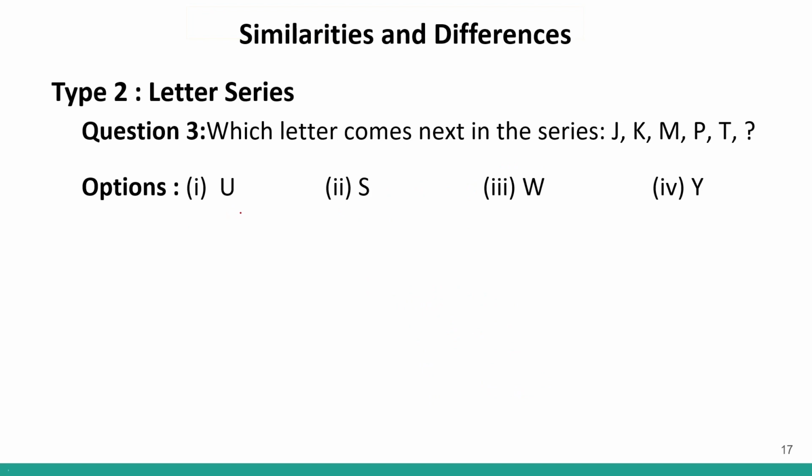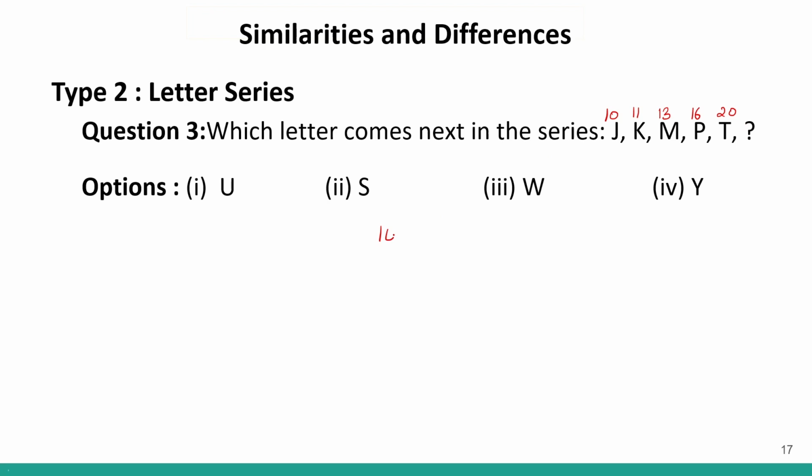Okay. Now, again a question in which we have to find the next element. So clearly, let me give them forward ranks. J is ranked at 10. K is ranked at 11. M is ranked at 13. P is ranked at 16. T is ranked at 20, and then we have to find the missing element.